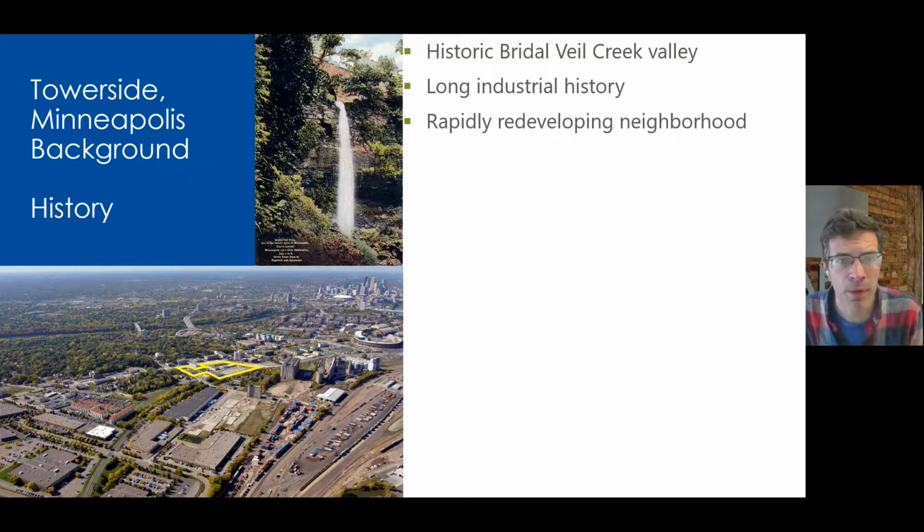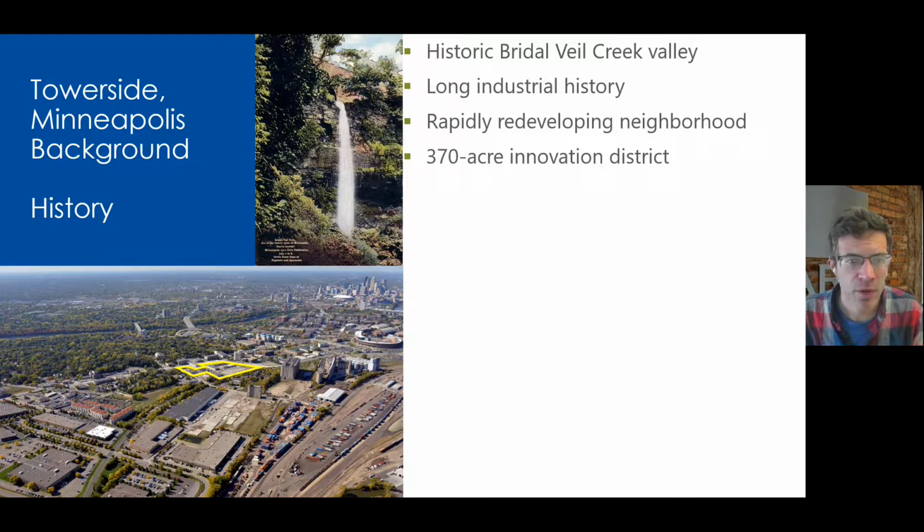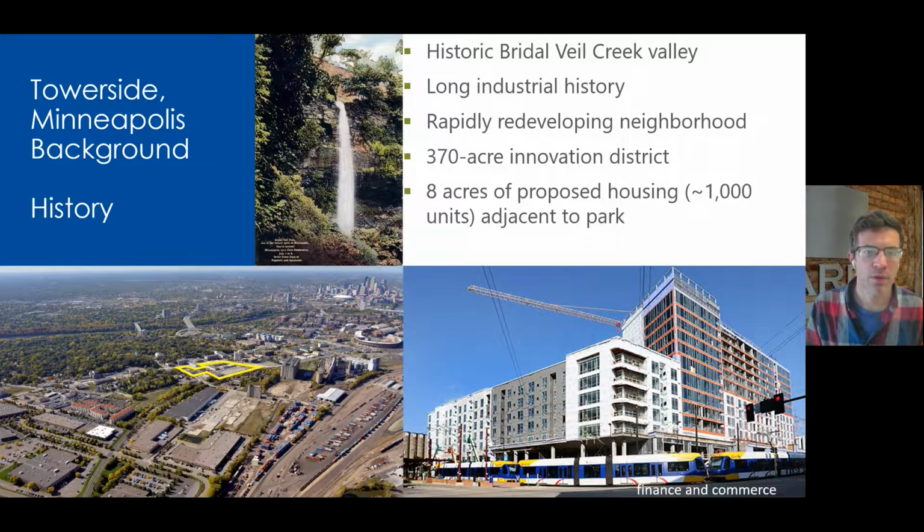It was an area that was rapidly redeveloping with the addition of a light rail line. Because it was rapidly redeveloping, the cities of Minneapolis and St. Paul got together and developed a 370-acre innovation district where new practices that broke through regulation and red tape could occur, including this project. At the core of this area was a new light rail station in a light industrial area that was changing over, and 8 acres of proposed housing with about 1,000 units was going in.